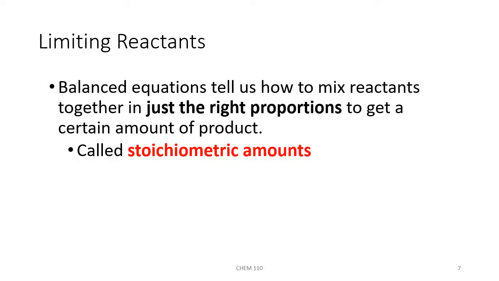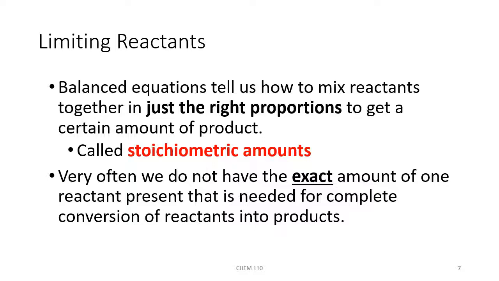When we look at a balanced chemical equation, it's telling us exactly how to mix together the reactants in the perfect proportions to get a certain amount of products. They're often called stoichiometric amounts or stoichiometric coefficients. But usually we're not using that true exact amount of our reactants needed. More often than not, we're going to have one reactant that's present in excess, where we have some left over, and one reactant that limits the amount of product that can really be formed. This brings us to the second type of stoichiometry problem we're going to look at, called a limiting reactant type.